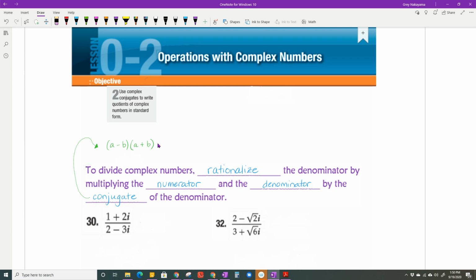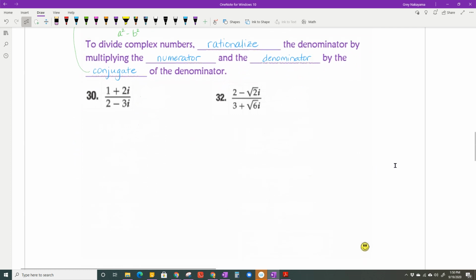But this is the special case of multiplying that you should have learned earlier. a minus b times a plus b is a squared minus b squared. Not only do we use this a lot when we rationalize denominators, but we also need to factor it when you get into other stuff with trig. Yay! So let's go look at these two examples that we're going to do.